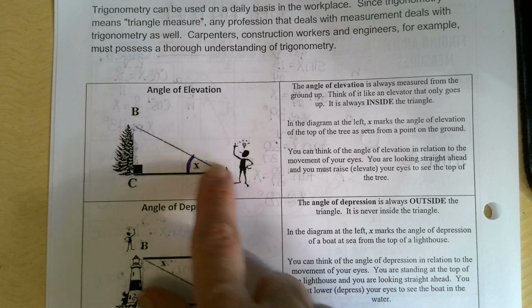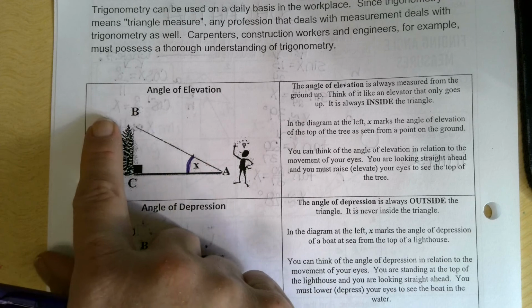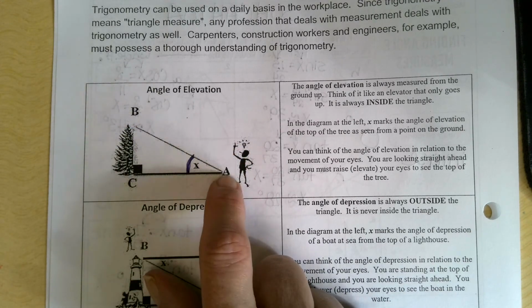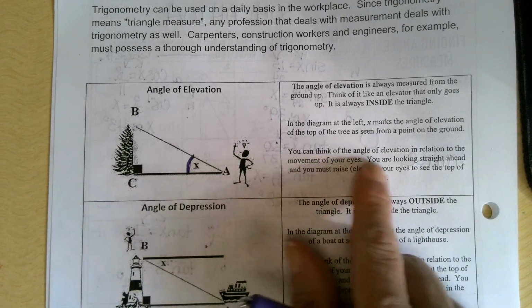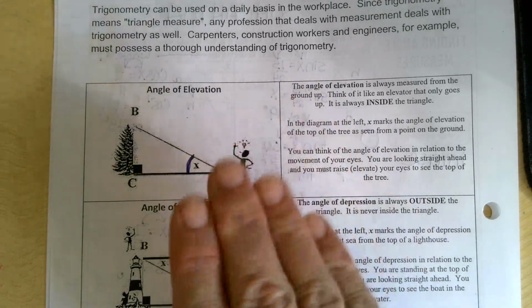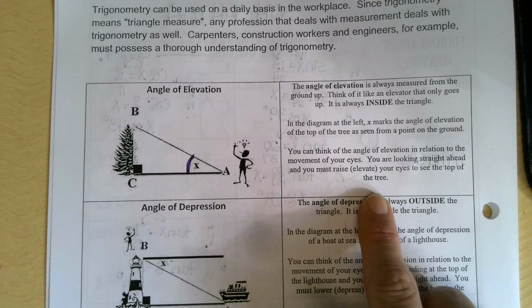That still means you're looking up to it. Sometimes it'll say to the top of the tree, but it is still seen from a point on the ground. You can think of the angle of elevation in relation to the movement of your eyes. You are looking straight ahead, and then you raise your eyes to elevate them to see the top of the tree. Okay? All right, angle of depression.